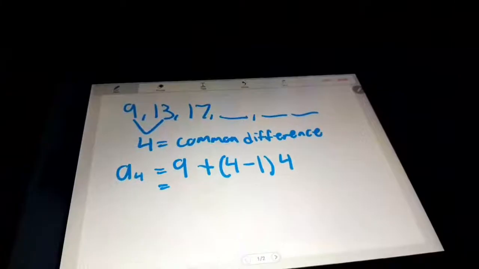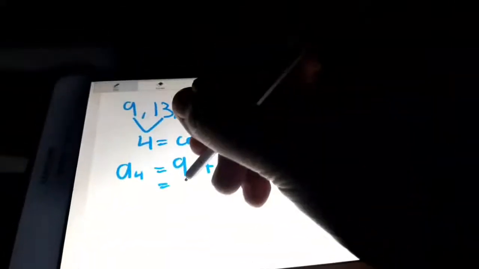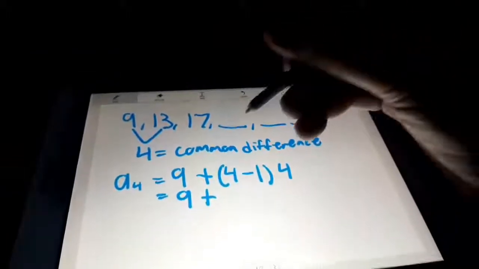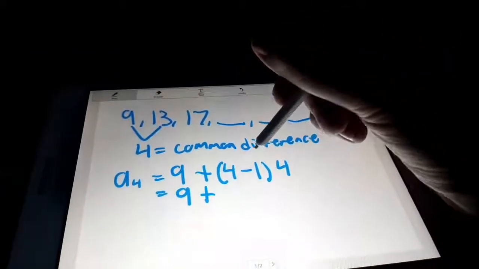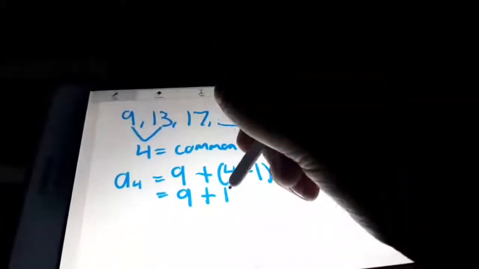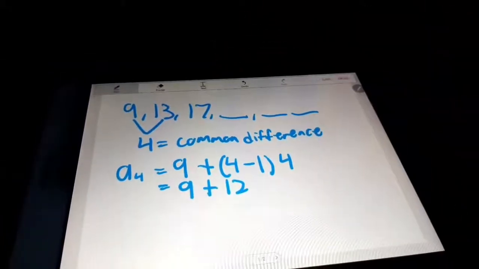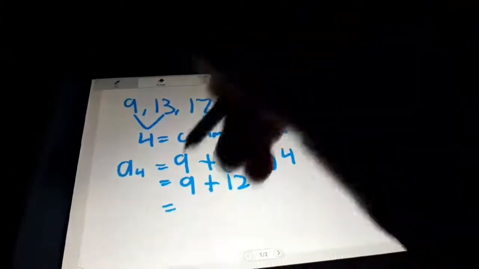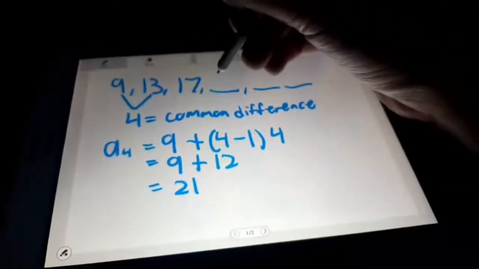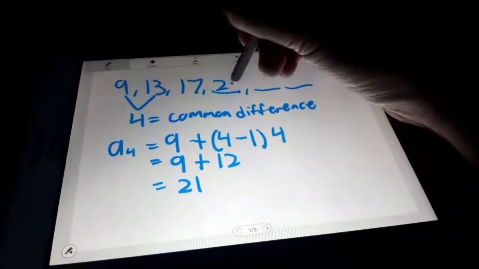So, kopyahin mo yung 9 plus 4 minus 1 is 3. Then times 4 is 12. At tapos i-plus mo naman, that's 21. So 21 yung tamang sagot. So ilagay mo dyan sa blank 21.